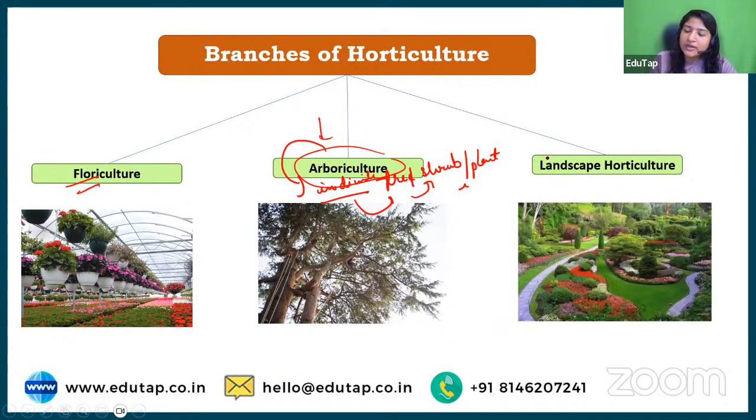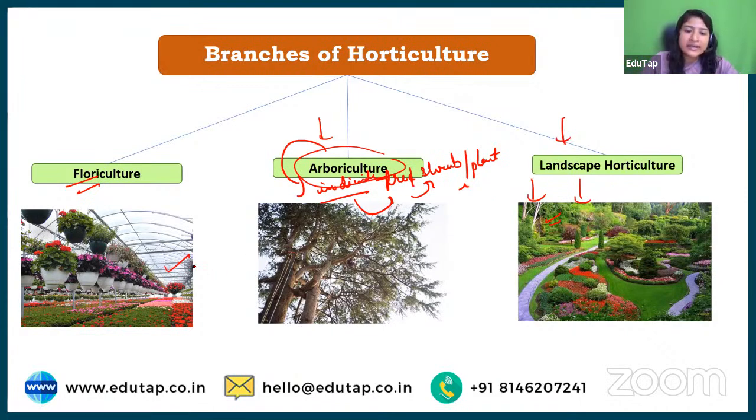Next is landscape horticulture. Landscape horticulture includes all the plants that are used to make a particular landscape beautiful. For example, Japanese barberry, and Chinese flower varieties that can be utilized in landscape horticulture. Now what will be the difference between floriculture and landscape horticulture? See, in landscape horticulture also flowers can be utilized, right? But the difference is that here the aim is to make that particular landscape beautiful.